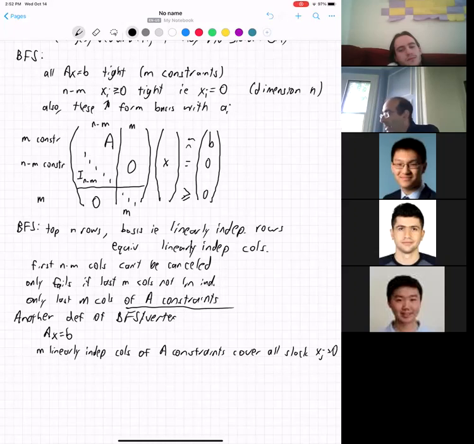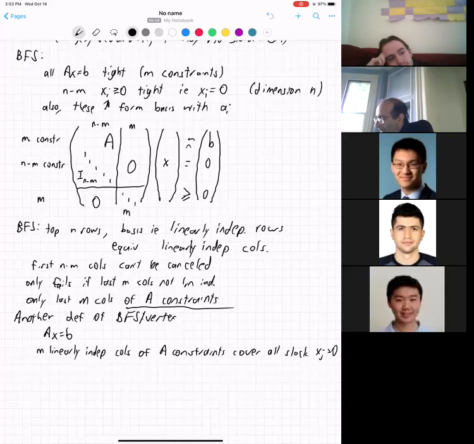Does everybody understand that this is the same thing? I didn't get the last part, sorry. Sure. So let's break it. Let me go the other direction. Suppose that we have an x that satisfies these two characteristics, that Ax equals b and that m linearly independent columns cover all of the slack xj's, which are not 0. Okay?